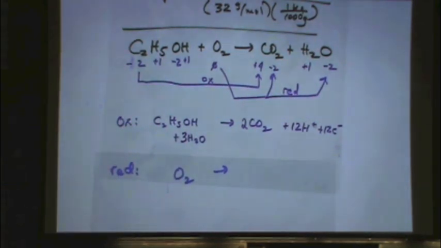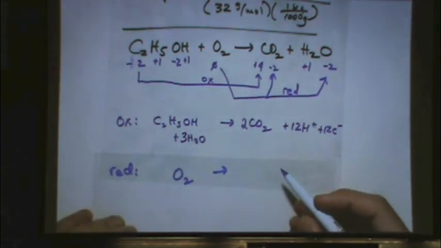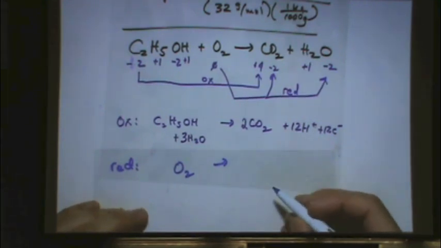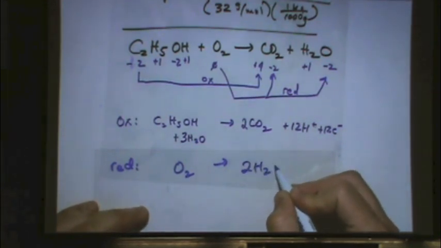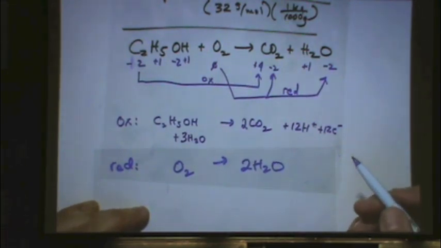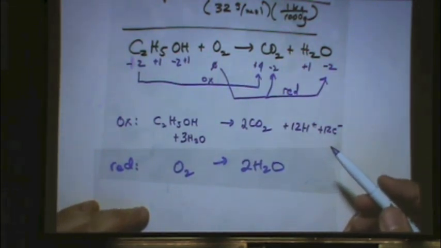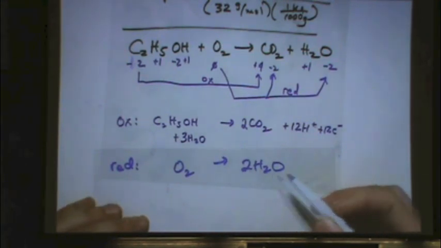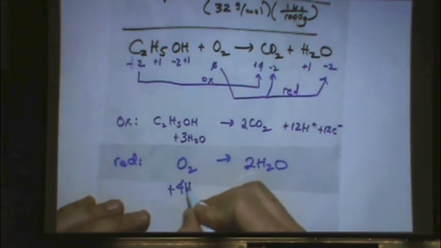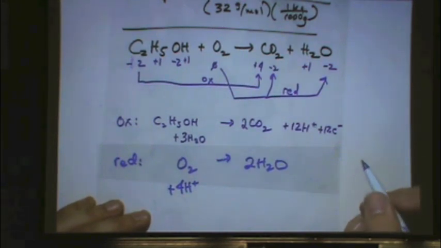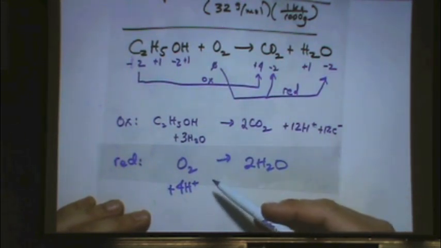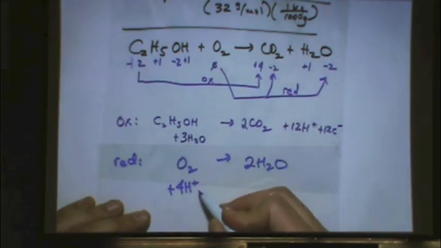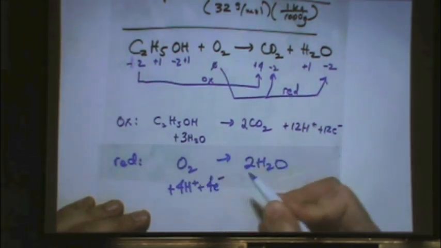Next one. Do the one on the bottom. Step 1, balance whatever's not oxygen or hydrogen. That doesn't apply. Step 2, balance the oxygens with water. Need 2 waters. There, the water's back. Step 3, balance the hydrogens with H+. There's 4 here. So I need 4 H+ on the left-hand side. And then step 4, balance the charge with electrons. It's 0 on the right and +4 here, +4 electrons.